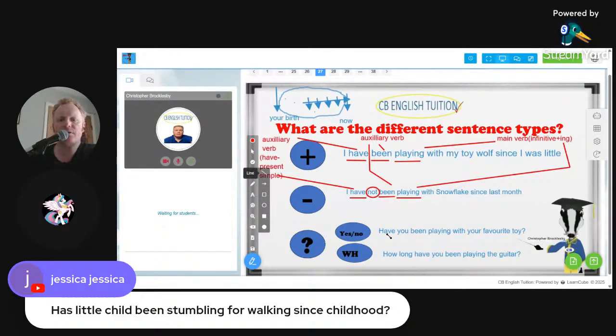Okay. Questions. This time is different. This time we start with helping verb 1. So we do helping verb 1. Then we do the subject. Then we do helping verb 2. And then we do the main verb.